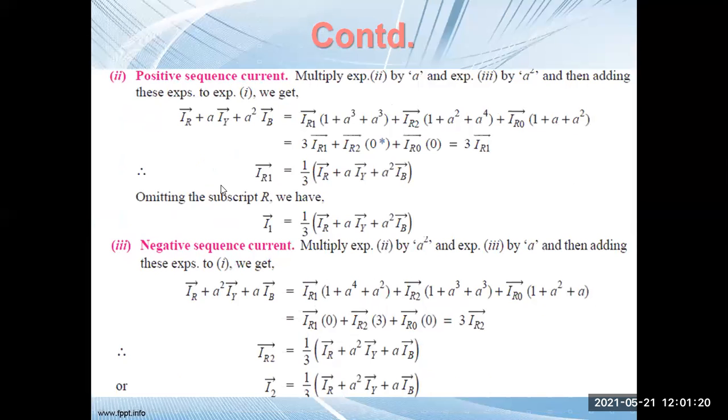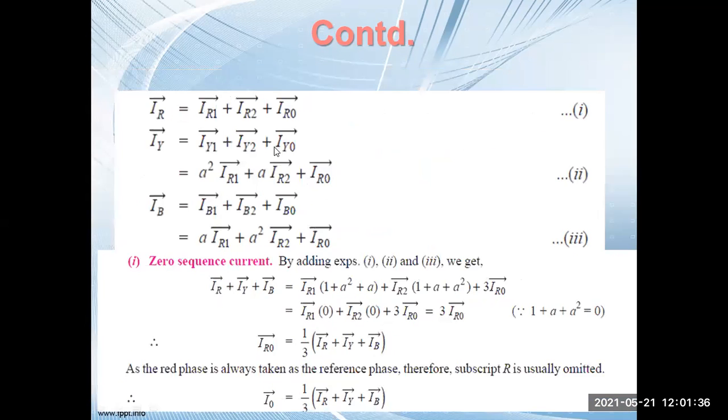Now let us see the positive sequence current. For positive sequence current, we multiply expression 2 by A, expression 3 by A square, and then add. So we would like to see what is happening here: IR plus A into IY plus A square into IB.